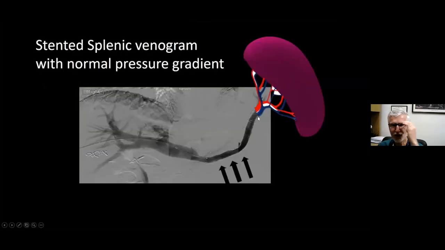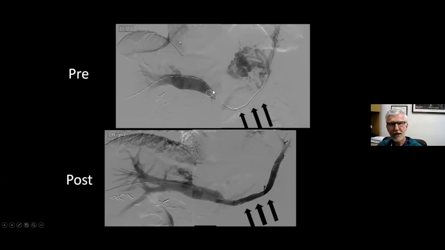And here's our end result, where we inject contrast into the splenic hilum, and contrast goes from the splenic hilum venous system through our stent and into this portal system for this patient who is non-cirrhotic and has normal central venous portal pressure. A pre and post picture before stent placement and post stent placement for this patient with splenic vein occlusion.